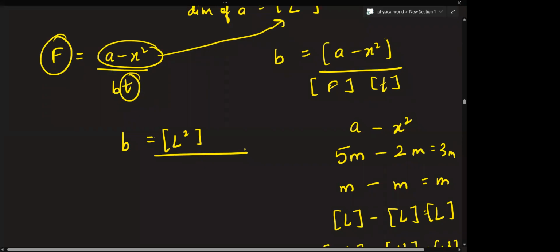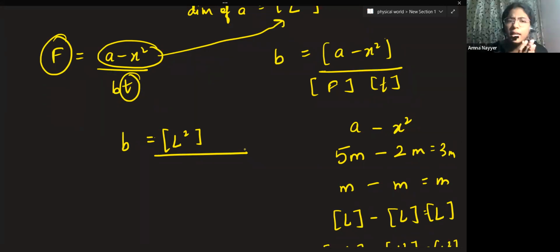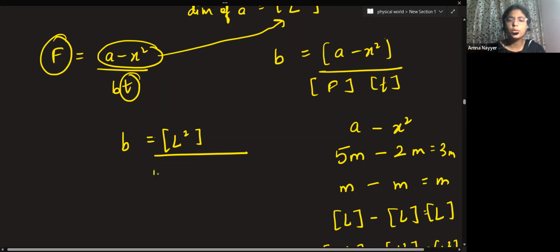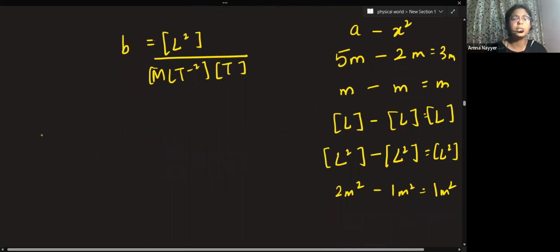All right. Now, since B has no relation with A, as you can see in the formula that is given to you, F is equal to A minus X square divided by BT. So for B, it is independent. We are calculating something else. Force, we know. Force was M L T to the power minus 2. Time is T. Now there will be a different dimension formula for B.